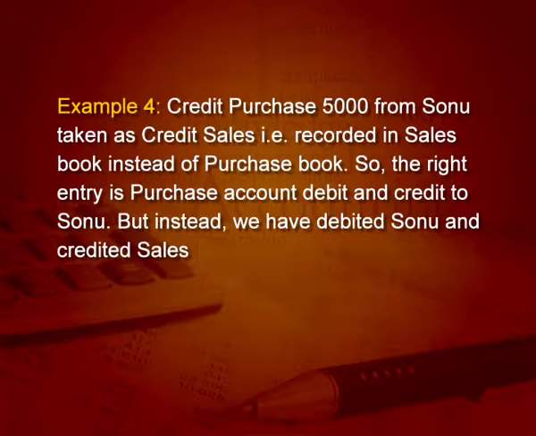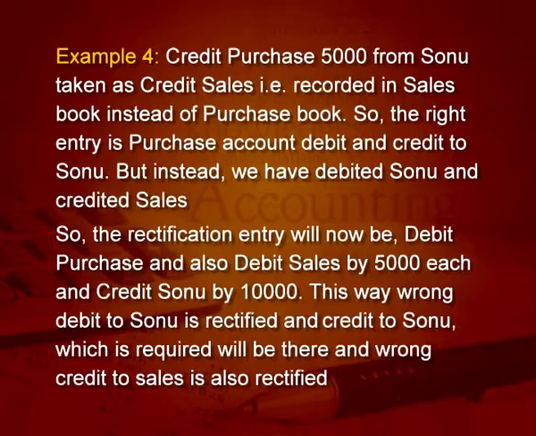Now, the rectification entry will be, we will debit purchase and debit sales by 5,000 each, and then we will credit Sonu by 10,000. This way, the wrong debit to Sonu 5,000 is rectified and 5,000 credit to Sonu which is required is there, and the wrong credit to the sale is also rectified by putting it in debit, and purchase, so we have to debit. So, please see, purchase debit 5,000, sales debit 5,000 and credit Sonu 10,000.